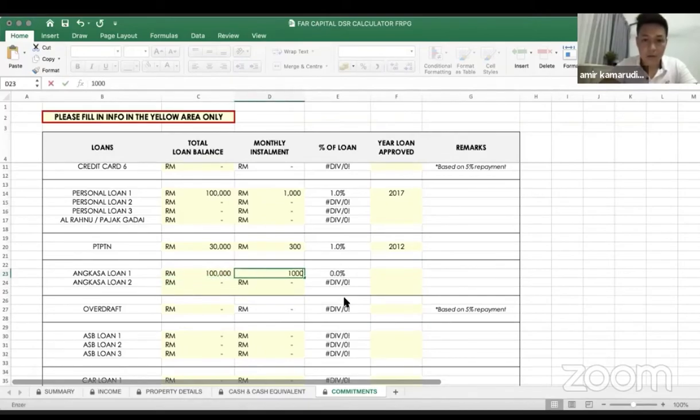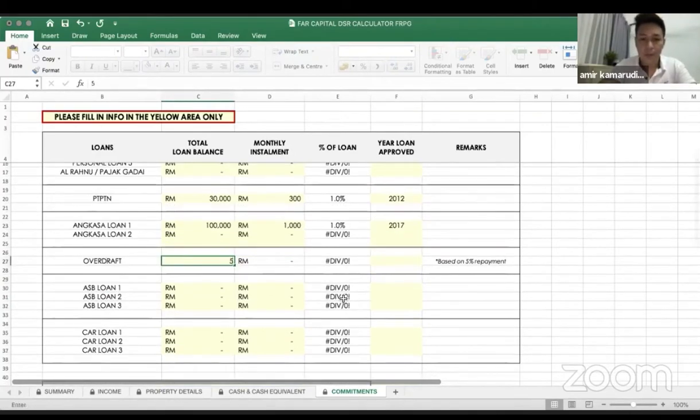1,000. Oh, dia tahun berapa? 2017. Okay. And then we have overdraft. Bagi siapa yang ada overdraft punya facilities. The concept of overdraft lebih kurang sama pengiraan dia dengan credit card, whereby bank akan ambil 5% daripada total outstanding overdraft tu berapa. So here example dia 5,000, so bank akan kira RM250. So just put the tahun here.